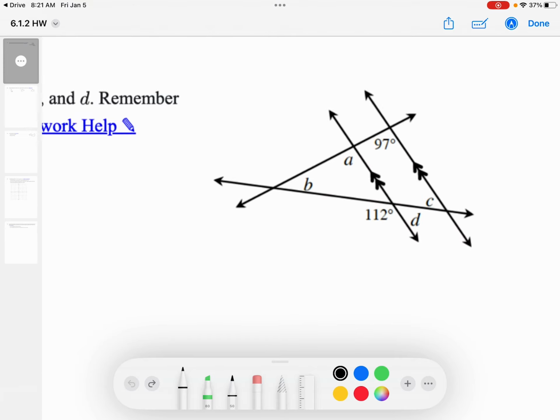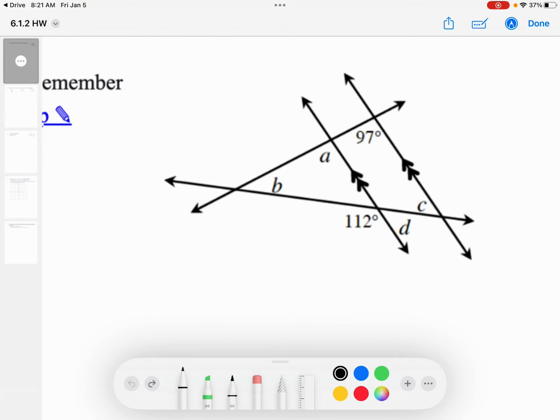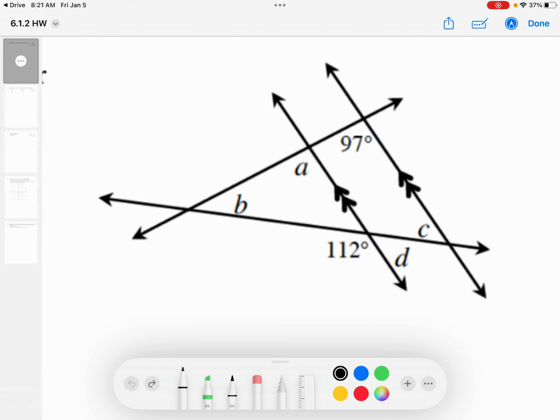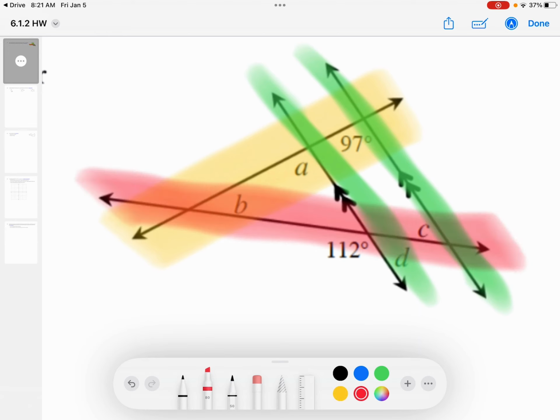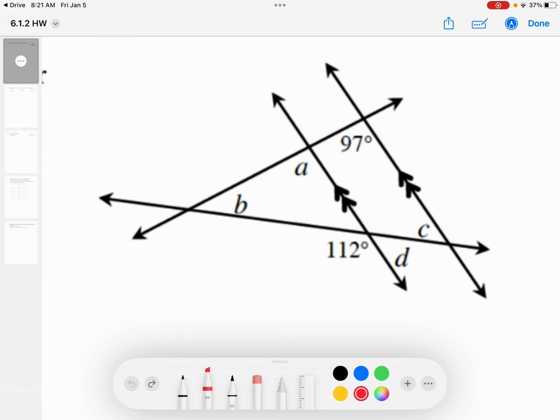Okay, so let's zoom in here. All right, so let's just notice some things. We've got two lines here that they tell us are parallel. And we have two different transversals, right? There's a transversal and there's a transversal. All right, so we're going to use those relationships.